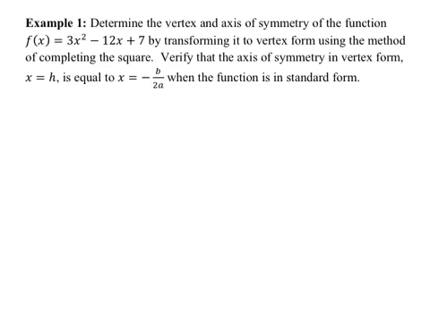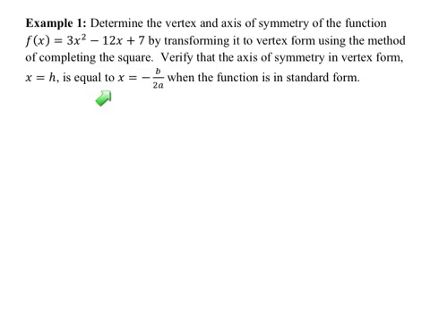Example 1 says, determine the vertex and axis of symmetry of the function f of x equals 3x squared minus 12x plus 7 by transforming it to vertex form using the method of completing the square. So we're going to take that function there and turn it into vertex form using completing the square. Then verify that the axis of symmetry in vertex form, which we know is x equals h, is actually equal to x equals negative b over 2a. So that's a statement we're going with here. We're going to prove that that's true.